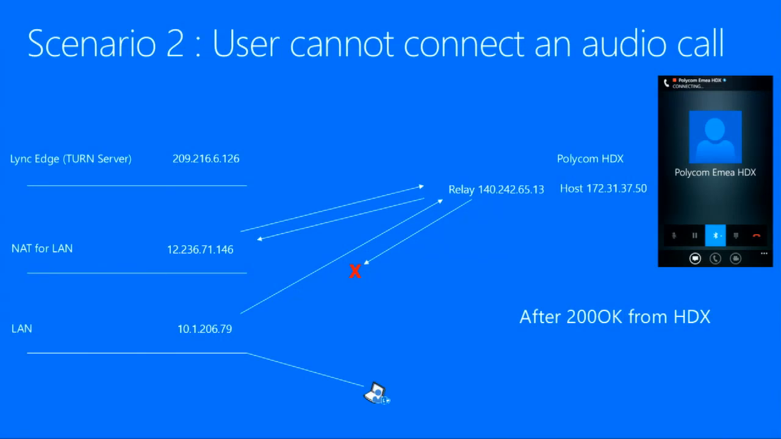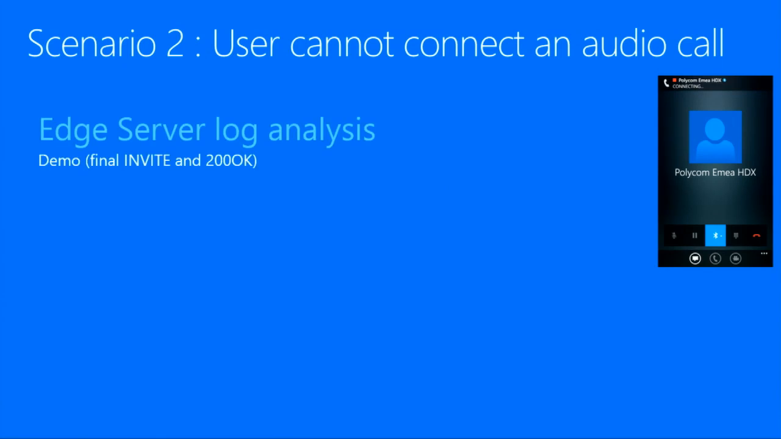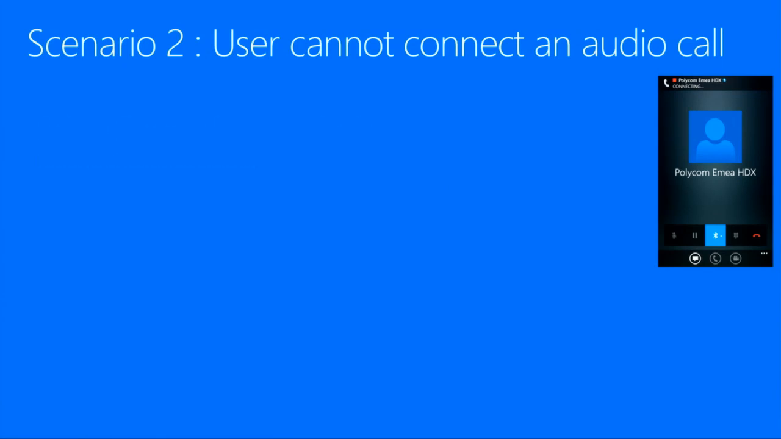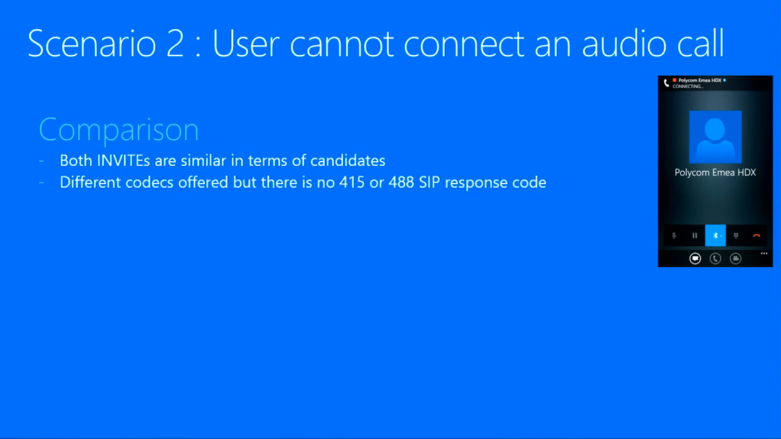So this is the desktop scenario though. And we did the analysis here, and we did see that it was different. The invites are similar in terms of candidates. If you look at both the invites, I did notice that there were different codecs when it was a mobile client placing the call as against the desktop client.